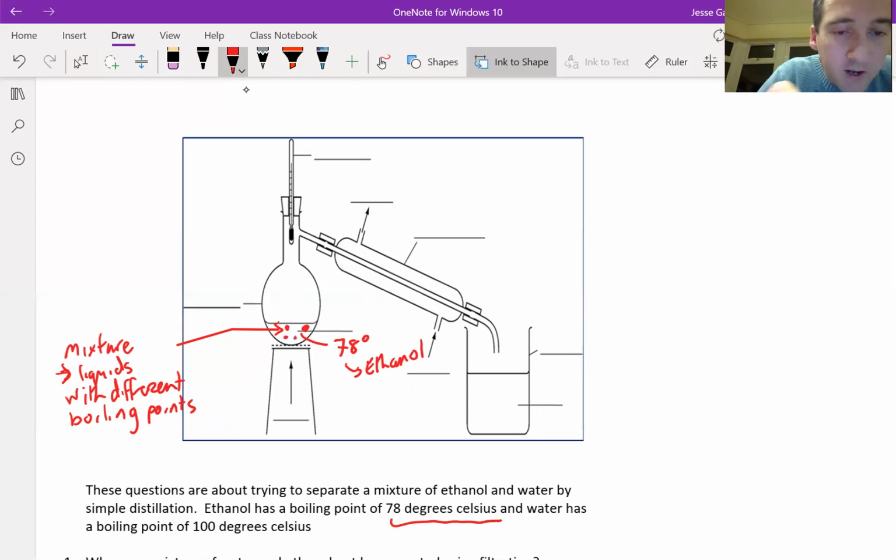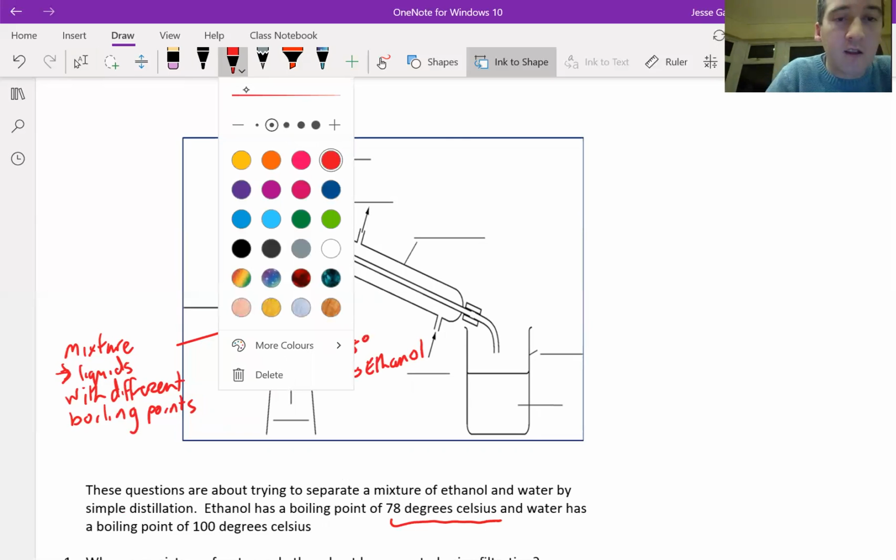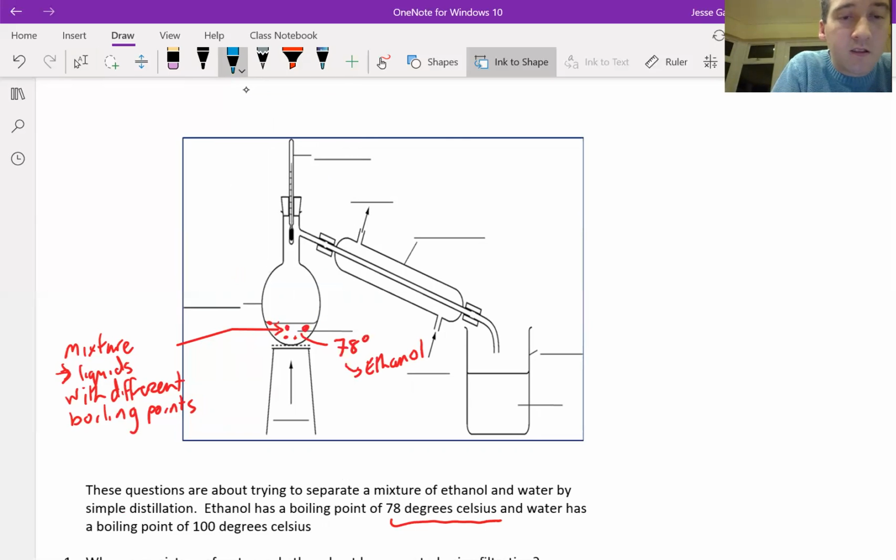The ethanol particles are red, and then we have a second substance in here which has a boiling point of 100 degrees C, and that is the water. Those are shown as blue particles here.